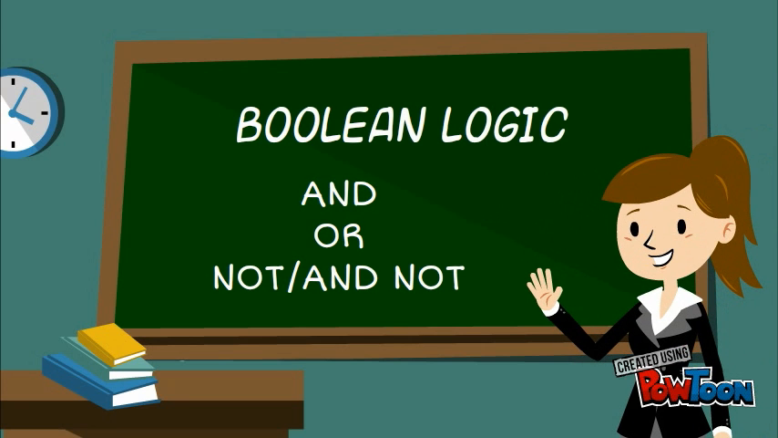The Boolean term AND actually narrows your search by retrieving only documents that contain every one of the keywords you enter. The Boolean OR expands your search by looking for either or both keywords, and the Boolean NOT, or AND NOT, limits your search by returning only your first keyword and not the second.